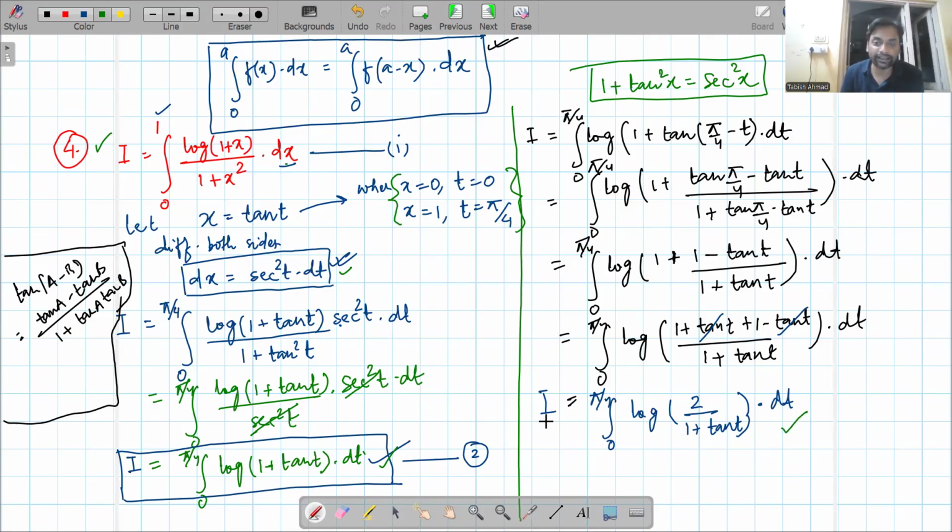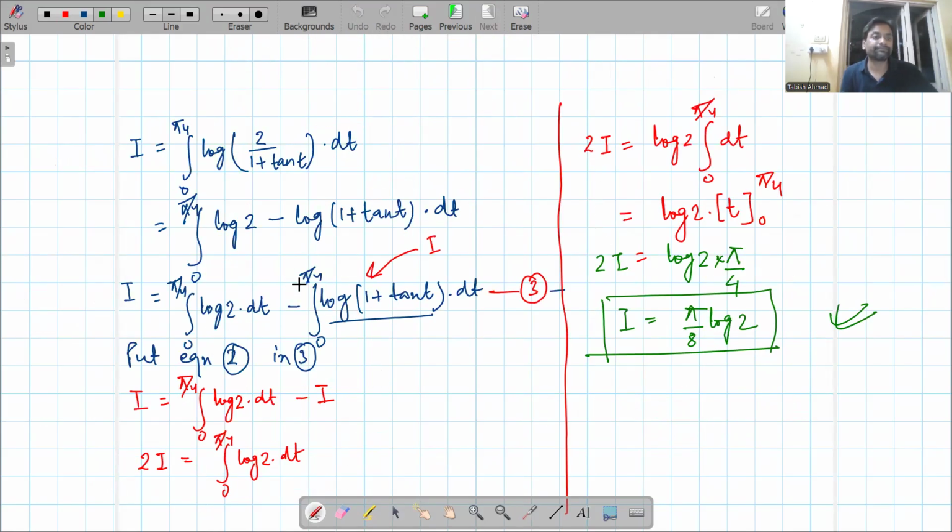So whenever I did here, I is equal to log 2 over 1 plus tan t, I used the log formula here. That will be log 2 minus log of 1 plus tan t. And what happened finally? Finally, we got that this whole expression here became our I. So this negative I came to this side, it became 2I, and we did the integration of dt and we found this. So the answer is what? That is pi by 8 times log 2.